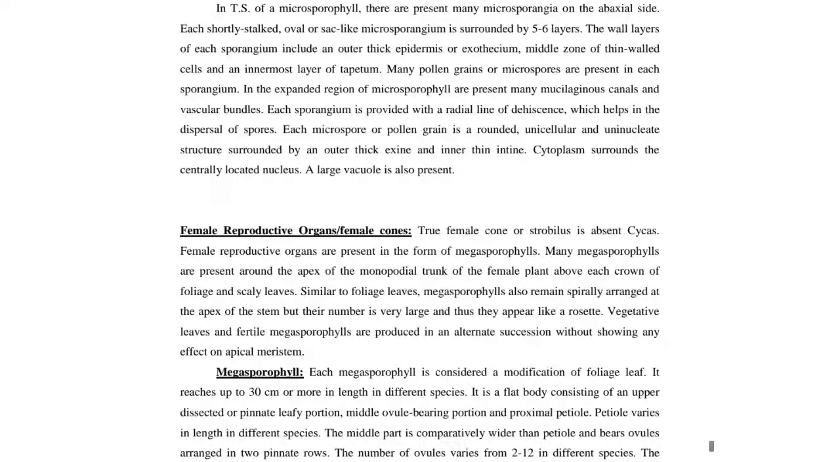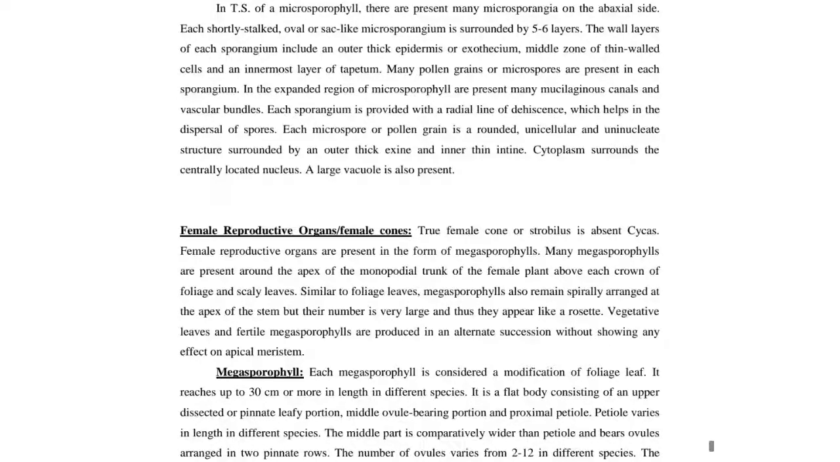Vegetative leaves and fertile megasporophylls are produced in alternate succession without showing any effect on the apical meristem. Megasporophyll. Each megasporophyll is considered a modification of a foliage leaf. It reaches up to 30 centimeters or more in length in different species. It is a flat body consisting of an upper dissected or pinnate leafy portion, a middle ovule-bearing portion and a proximal petiole. Petiole varies in length in different species. The middle part is comparatively wider than the petiole and bears ovules arranged in two pinnate rows.